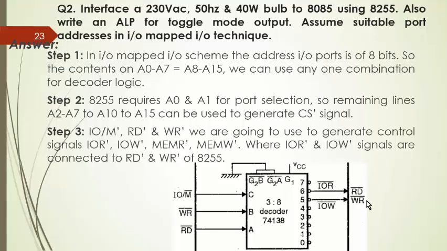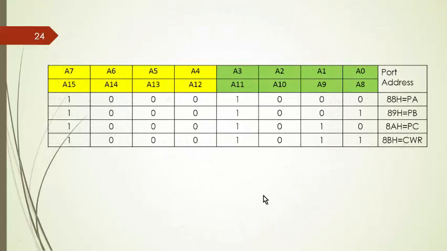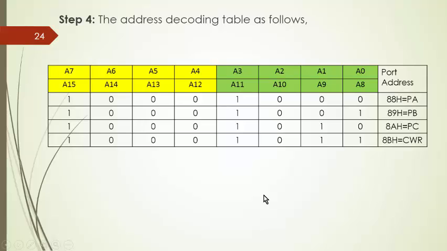IO read bar, IO/M bar, read bar and write bar we are going to use to generate IO read bar and IO write bar control signals, where these two control signals we are going to connect to read bar and write bar. And this is the hardware interfacing diagram by using 3S2 decoder or control signal generation diagram for IO read bar and IO write bar.